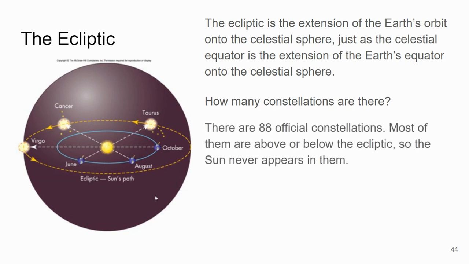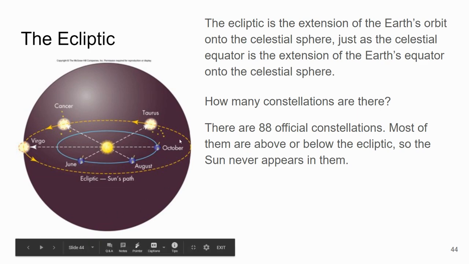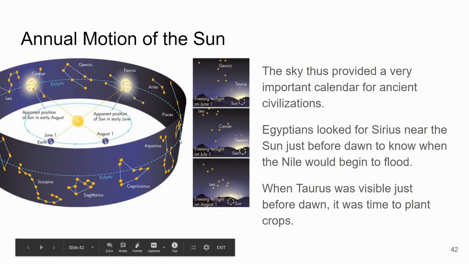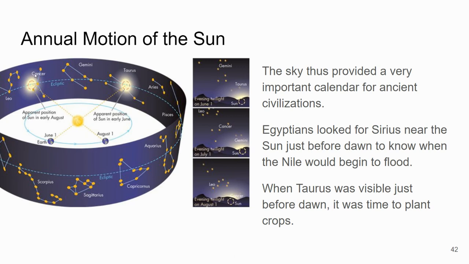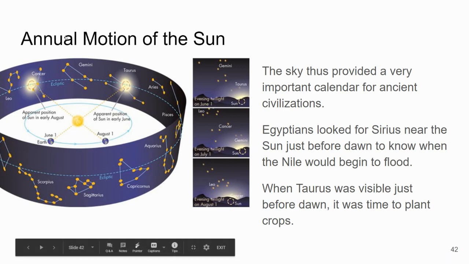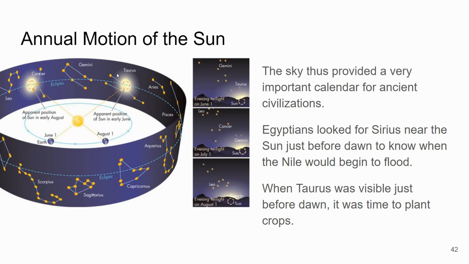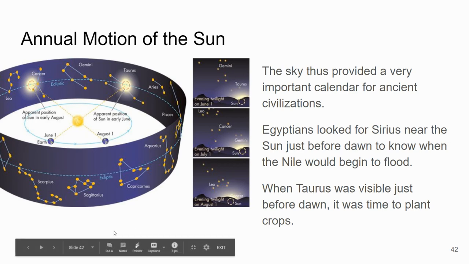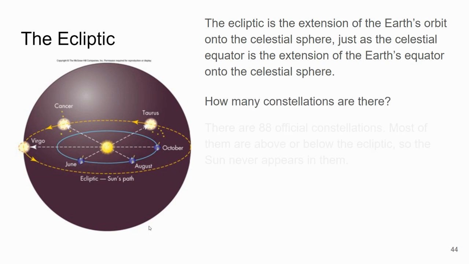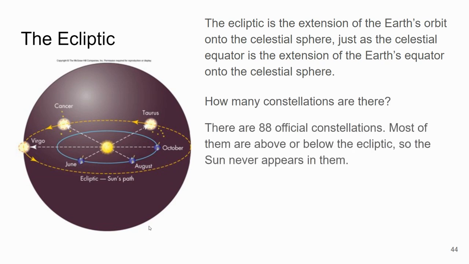There are 88 official constellations. Most of them are going to be above or below the ecliptic. So it's only the ones, if we look at this picture, that are in the plane of the ecliptic. This dotted blue line around here is the ecliptic. And most of the other constellations are above it or below it. So the sun is never going to appear in most of the constellations. There's only a set number of constellations that it ever appears in.